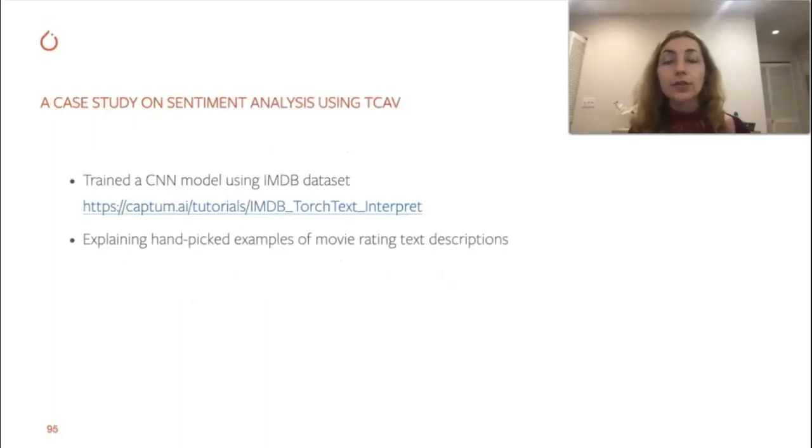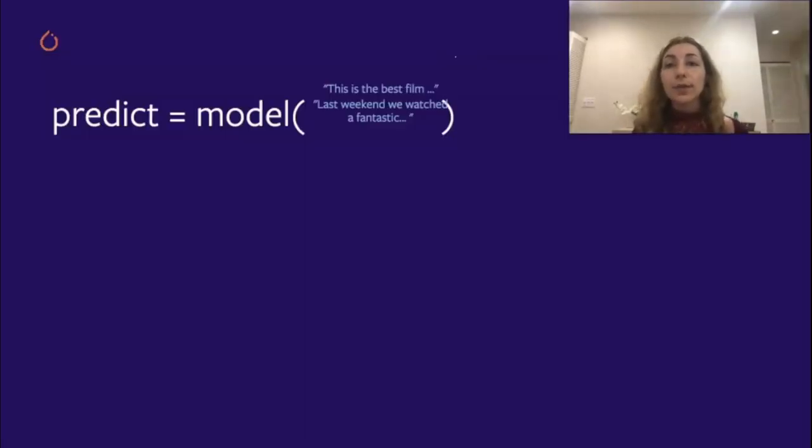Now let's look into the results of our case study for a sentiment analysis model using the IMDb dataset. The model used for this experiment is a CNN model, which is also linked on this slide. Our goal is to explain hand-picked examples of positive movie ratings using TCAF. Let's assume that we have already loaded our pre-trained sentiment analysis model and we are able to make predictions using test examples of movie rating descriptions.